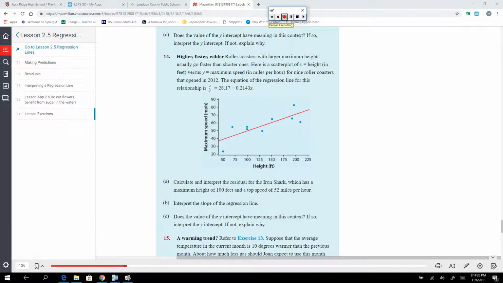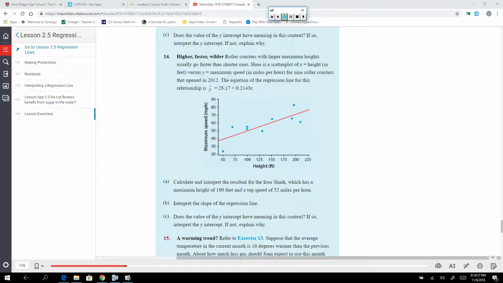14 is a little more exciting. It's about roller coasters. The explanatory variable for this is the height of the roller coaster, or the maximum height of the particular roller coaster. And the response variable is how fast it can go, the top speed of that particular roller coaster. So a bunch of roller coasters were plotted here on this scatter plot, and a regression line was calculated for that data. And the equation of that regression line is y hat equals 28.17 plus 0.2143x.